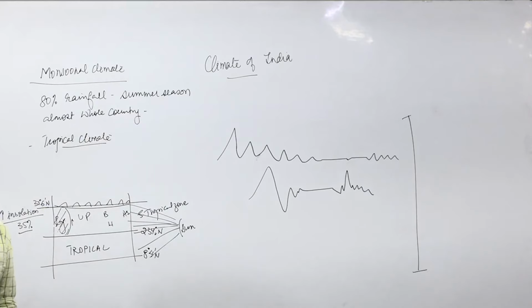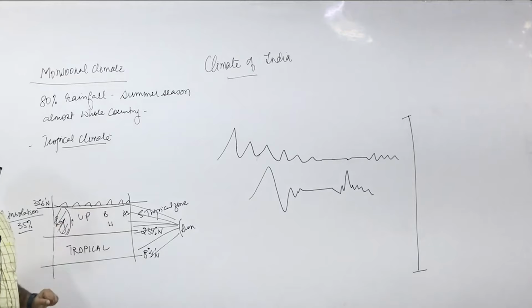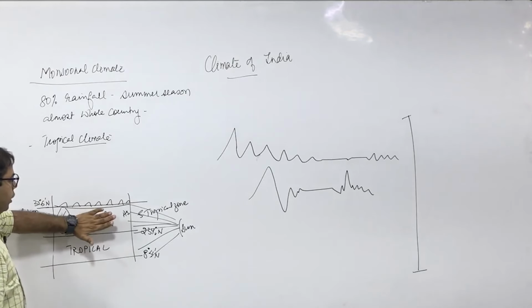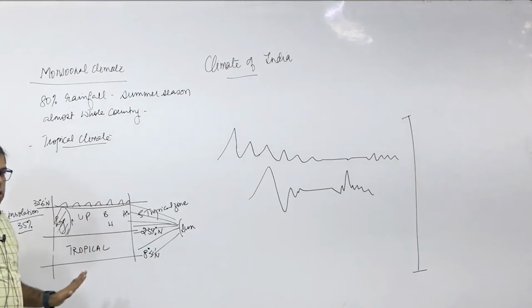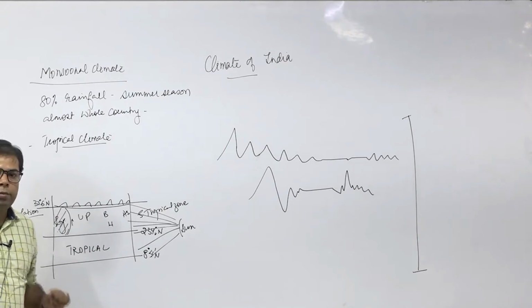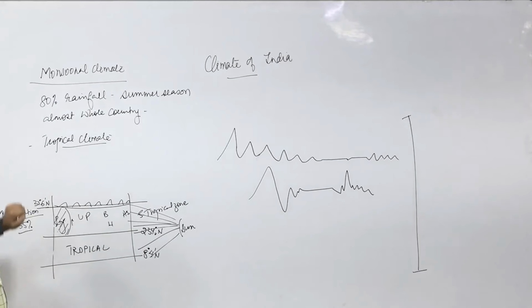समझ में आ गया? Climate of India is tropical climate. Even though half of the country lies in the tropical region, half of the country lies in the subtropical region. But the subtropical area has been heated equally more than the tropical region. So, climate of India has been called tropical climate. We have more of the rainfall, 80% of the rainfall occurs in the monsoon season.